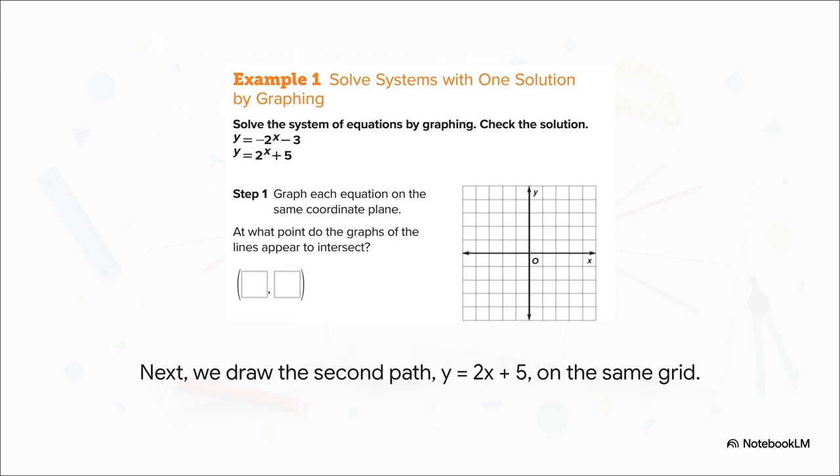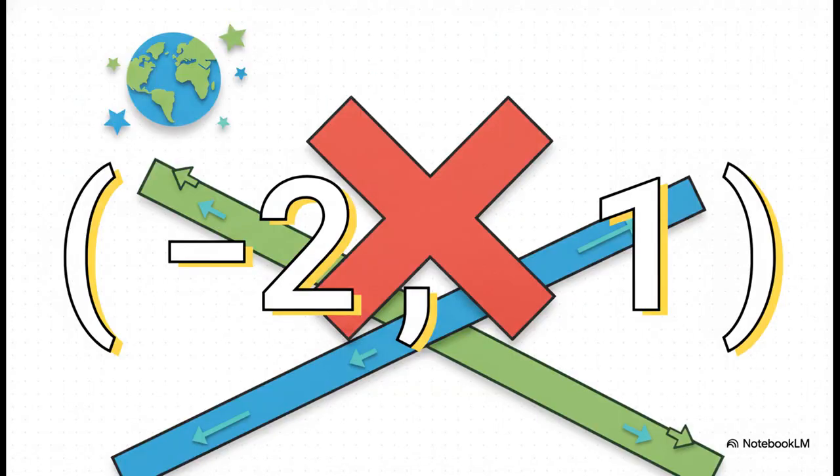You can already see them. They're heading toward each other, like they're on a collision course. And there it is. X marks the spot. The two paths cross at exactly one point, negative 2, 1. That is our solution. It is the only point in the entire universe that exists on both of these lines.